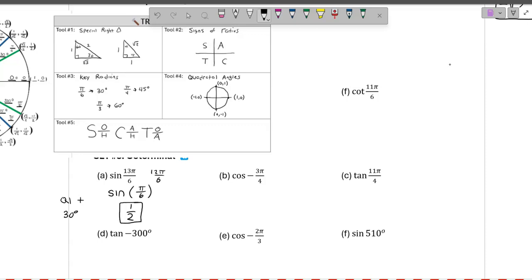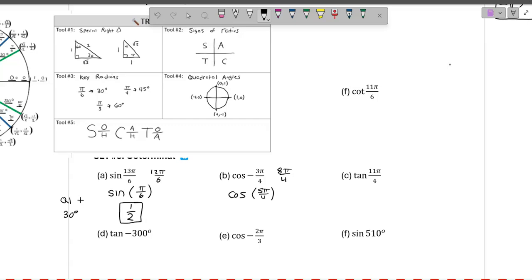Moving to the next one, we are again in radians. The 2 pi in the world of fourths is 8 pi over 4. So that's what I'm going to add to this. And so what we have is cosine. So it's 8 minus 3. So 8, 7, 6. That's 5 pi over 4.